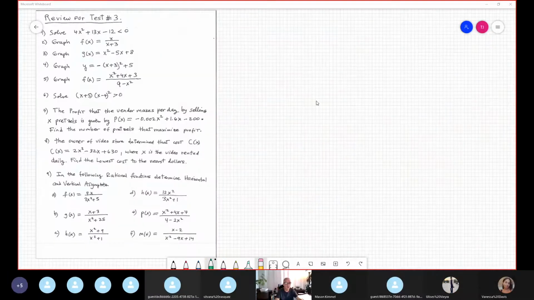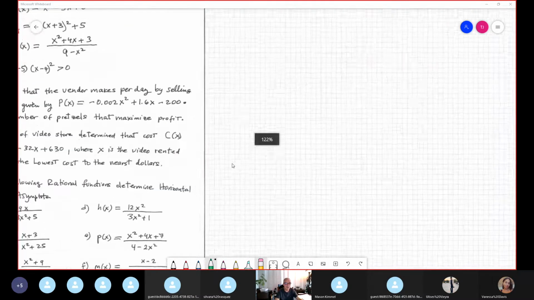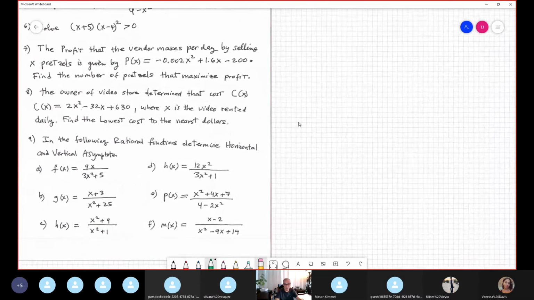Okay, we are doing question number 7, now number 8. Number 8 is another word problem. It's very similar, except the only difference between 7 and 8 is that in 7 the parabola opens down. And how do you know it opens down? Because A is negative, but in 8, no.